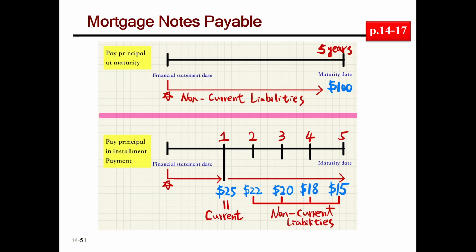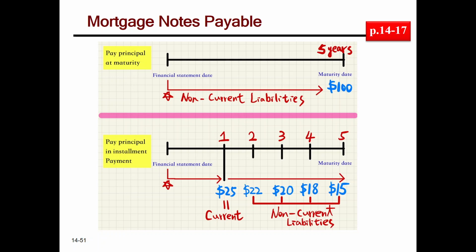But when it's installment payment 分期付款, then you should be careful. What's that? We pay principal each period, each year, okay? So for your first installment payment, you are going to pay within 1 year. You should put it into current liability. Other principal you are going to pay back in more than 1 year, then we will put it into non-current liability.